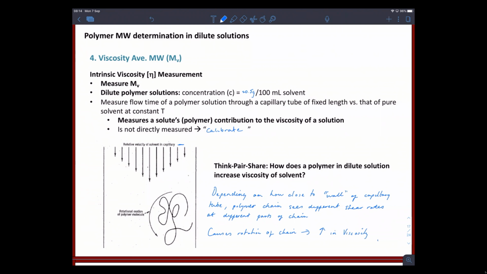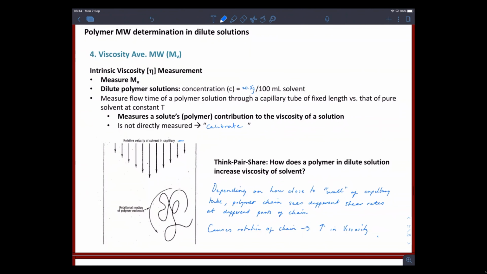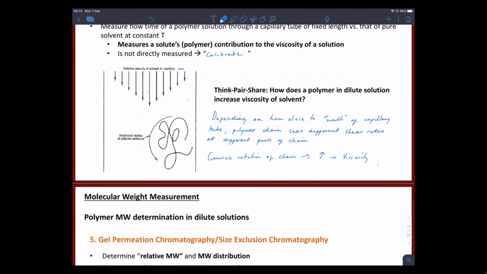So depending on how close to the wall of the capillary tube, the polymer chain sees different shear rates at different parts of the chain. This causes rotation of the chain and it increases the viscosity. Give you a couple more seconds to write that down. Good.